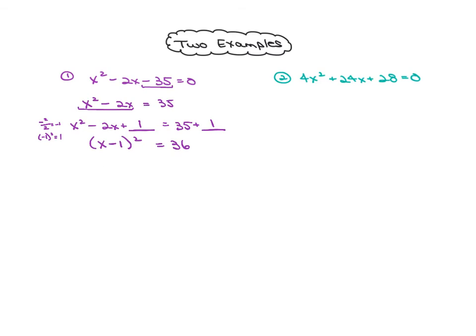I'm going to take the square root of both sides. It's going to give me plus or minus the square root of 36. So x minus 1 is equal to plus or minus 6, and x is equal to 1 plus or minus 6. That means x can be 1 minus 6, or -5, or it can be 1 plus 6, 7. So this quadratic equation has two solutions, -5 and 7. Those are the values that make the equation true.